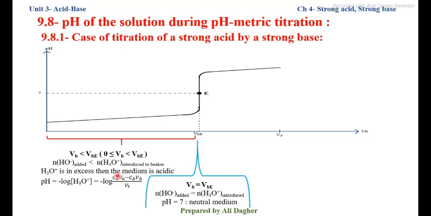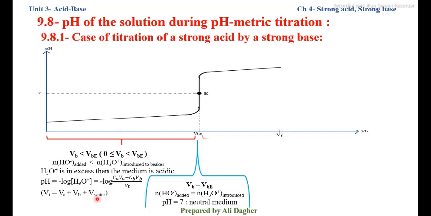The number of moles of H3O plus left equals the initial number of moles of H3O plus minus the number of moles of H3O plus reacted. The number of moles of H3O plus reacted equals the number of moles of HO minus added, which is CBVB. The number of moles of H3O plus left equals CAVA minus CBVB. Over V total, we calculate the concentration of H3O plus left; minus log of the concentration of H3O plus equals pH. V total equals the volume of acid plus the volume of base added plus the volume of water added to immerse the electrode of the pH meter.